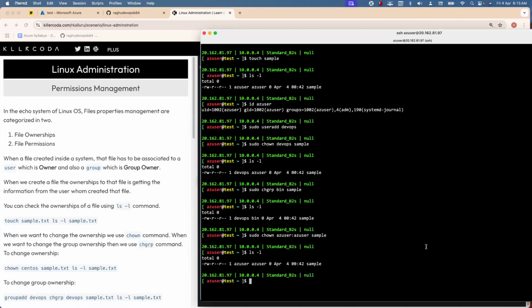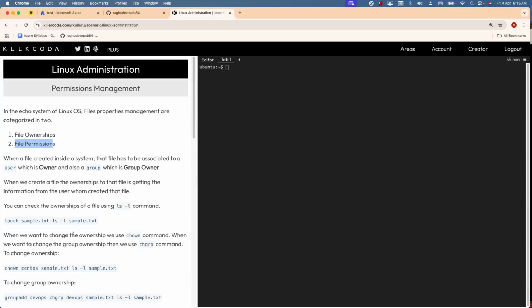Okay, now the next question is, you change the ownership, by the way. What is the advantage, or what can the owner do here? I change the ownership, so then what is it to me? There is a file change to my ownership. Now, what can I deal with that? That is where the next one, file permissions, comes into the picture.